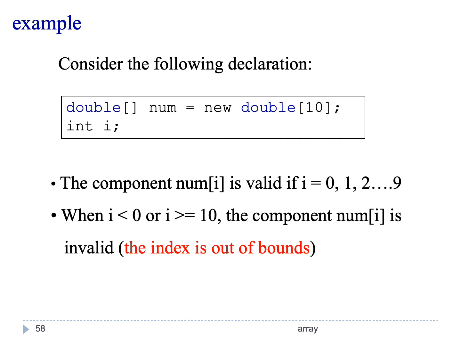Let's look at this example. We have double[] num equal to new double, and the size of it is 10. So the index number is from 0 until 9. If we try to access index 10 or index -1, it will give us an error saying that we have array index out of bounds.